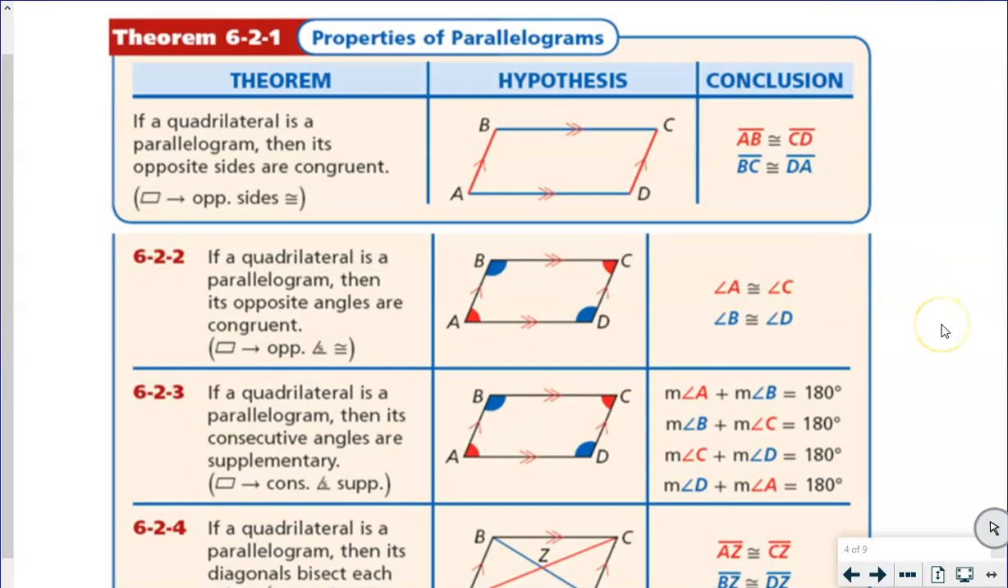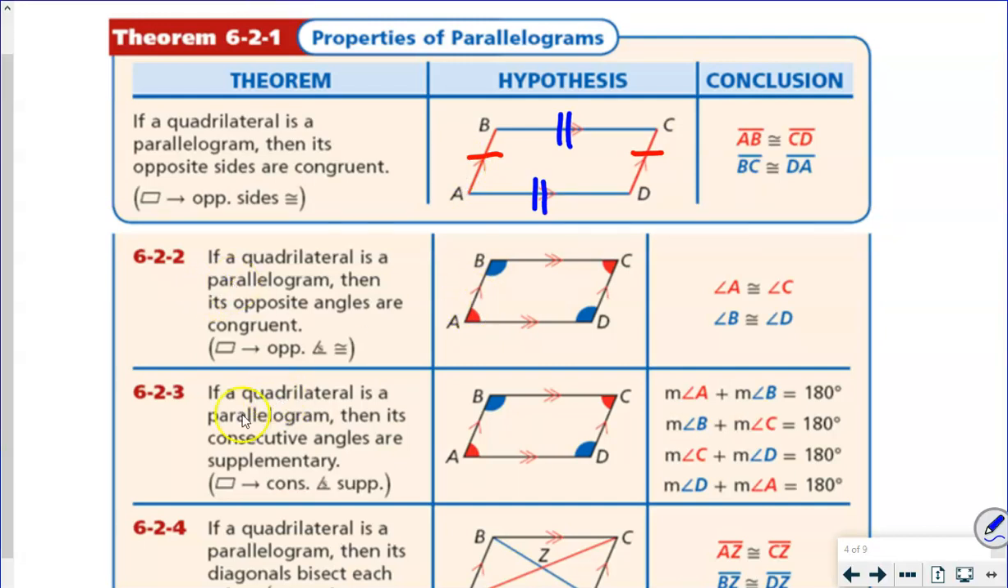So if a quadrilateral is a parallelogram, then its opposite sides are congruent. So what I'm going to do is put some tick marks on here. So we can see that AB is congruent with CD, and we can see that BC is congruent with AD. Okay, opposite sides are congruent in a parallelogram.